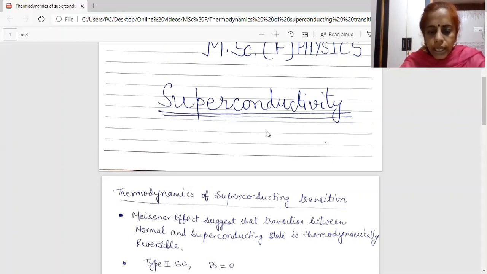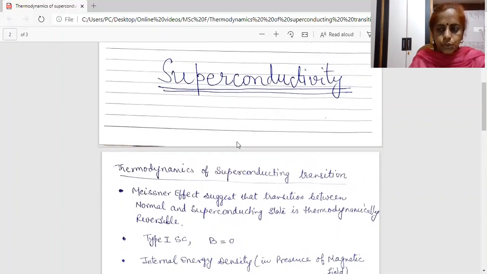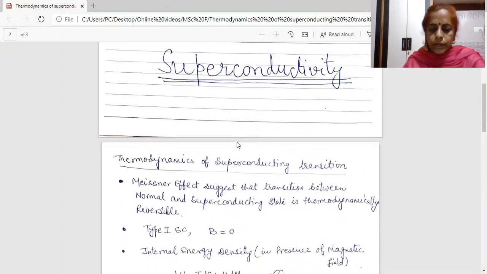In this condition, I am taking the superconductor to be a type one superconductor. As we already know, for a type one superconductor, the magnetic field is zero inside the superconductor. That means there is a complete Meissner effect followed here. That means B must be zero inside the superconductor.